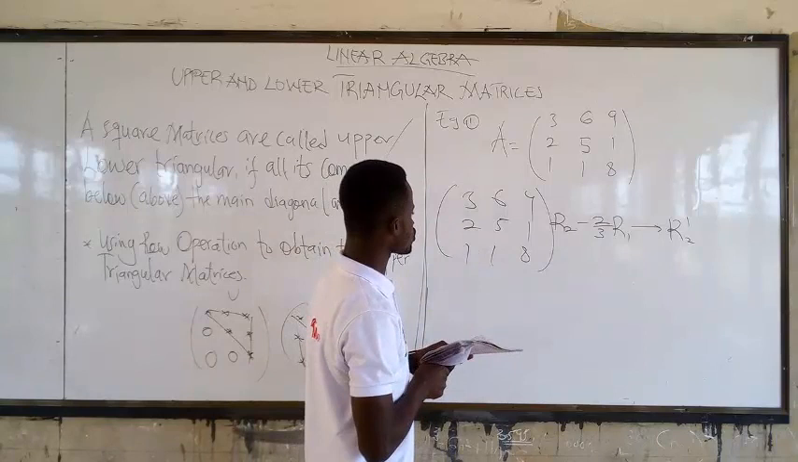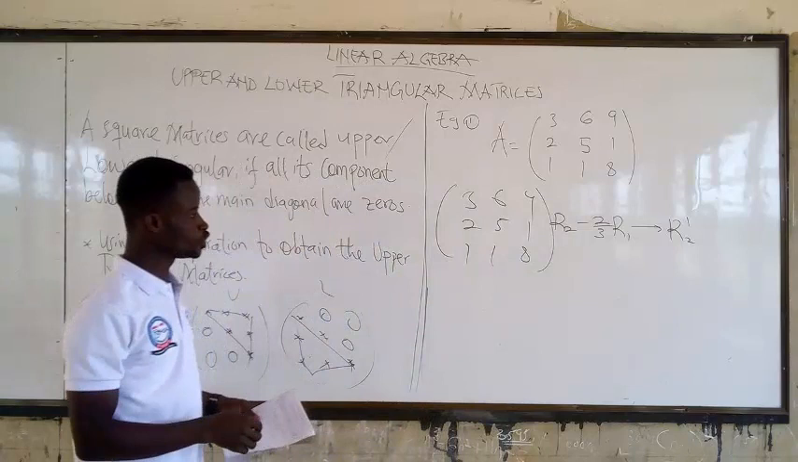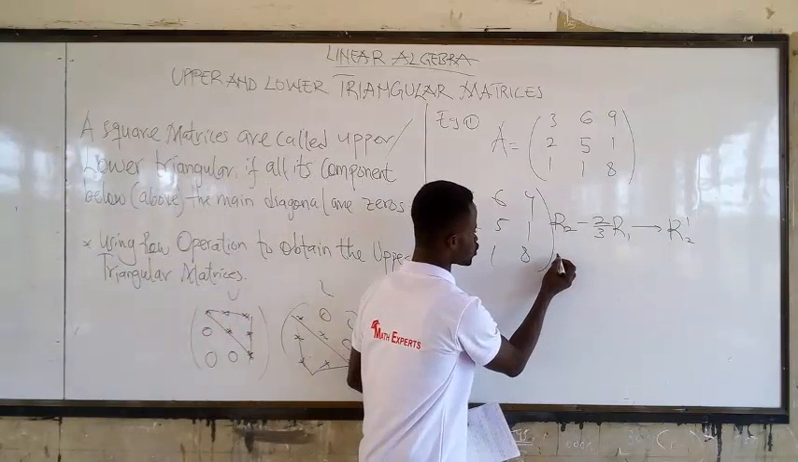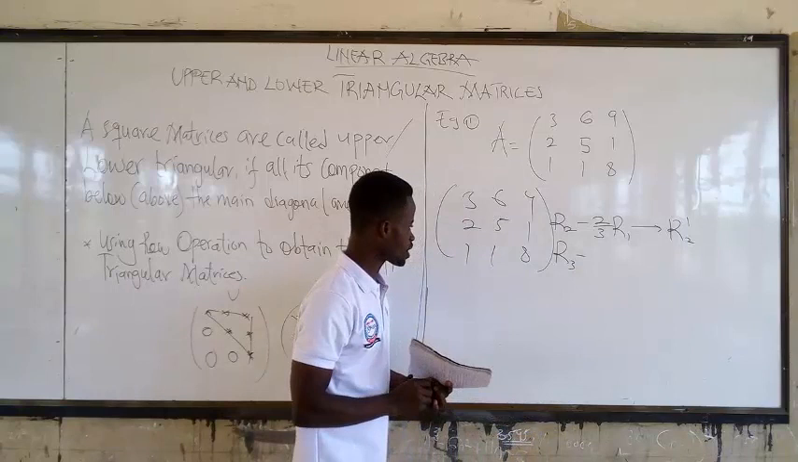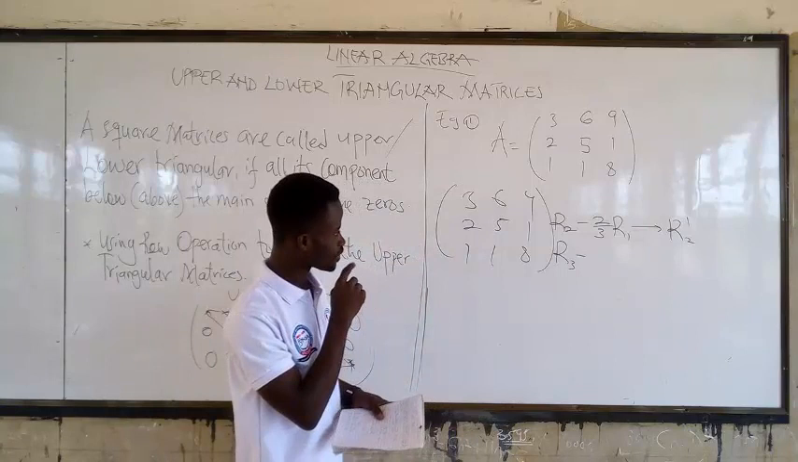You also want to make here 0. So what will you do to make that place 0? Now you start with row 3. So write that first, minus. Now, from what we are having, what can we do to make here to be 0?